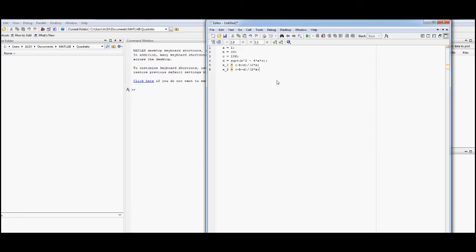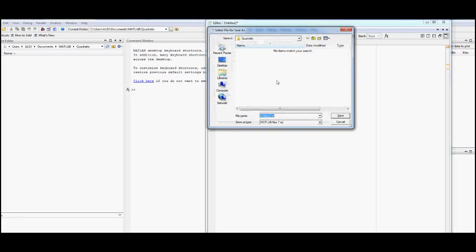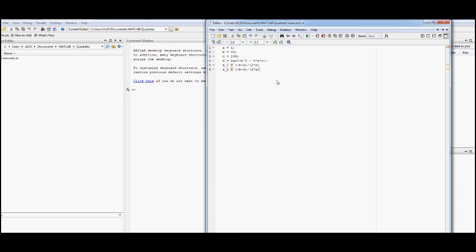First, save the script with Ctrl S or File Save. Name this file whatever you want. We named ours exercise 1. Now we want to run the script. To do this, select Editor and press F5. In newer versions, Ctrl Enter is also acceptable.